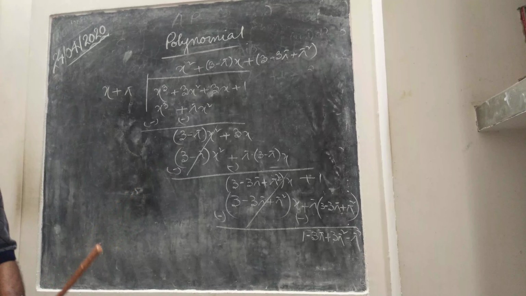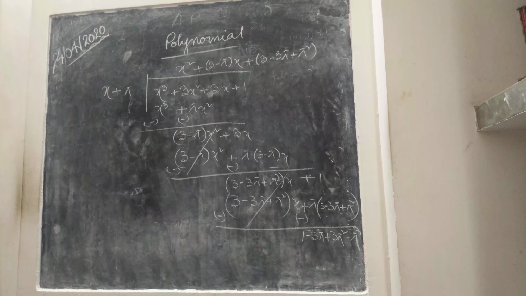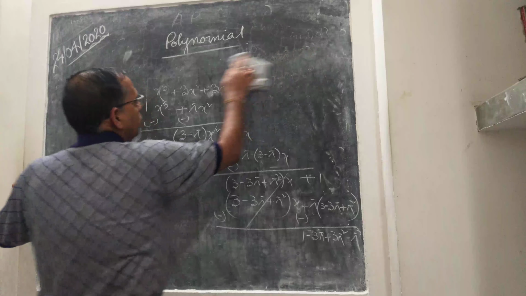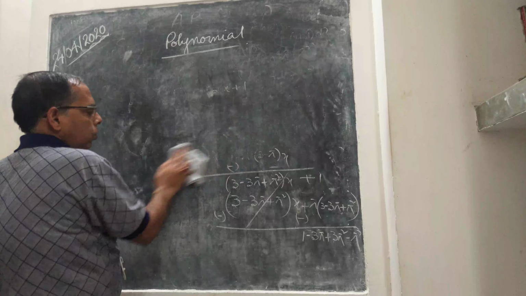Instead of the long division method, there is also another method, that is also okay. We can find the remainder by that also. Let's see what that is.